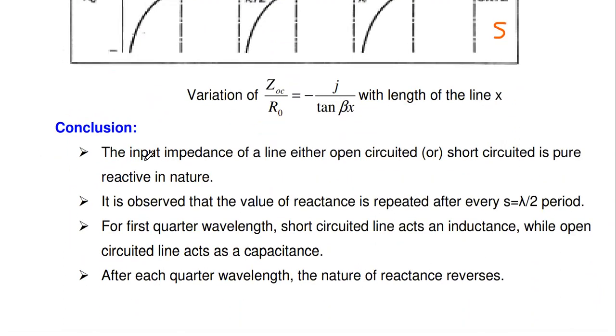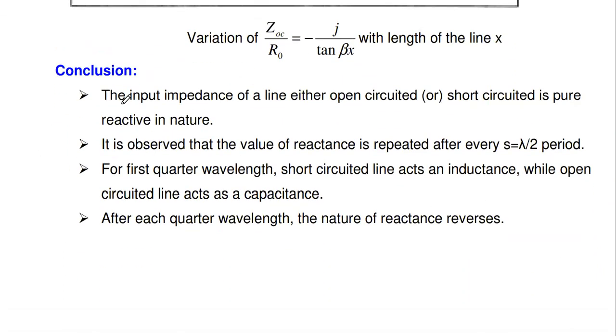So we can conclude this topic. The input impedance of a line, either open circuited or short circuited, is purely reactive in nature. You know the formulas for ZSC and ZOC; both are purely imaginary. ZSC equals j R naught tan beta x, and ZOC equals minus j R naught cot beta x. So both open circuited and short circuited input impedances are reactive in nature.